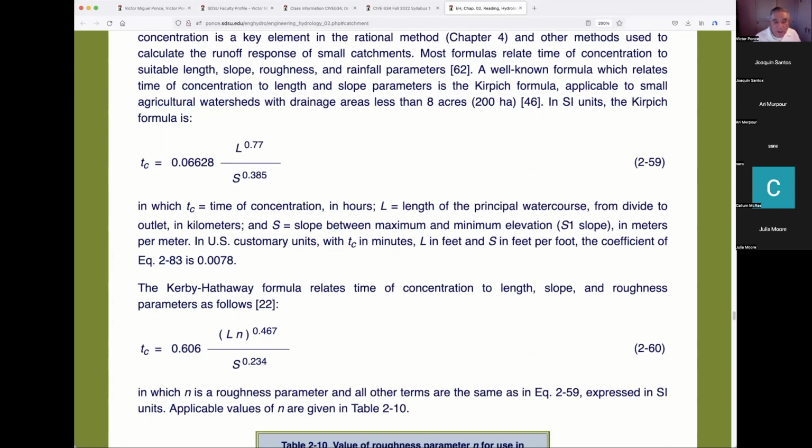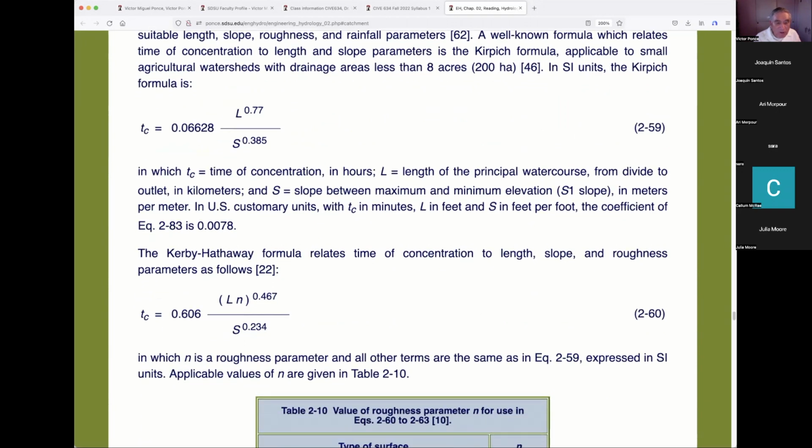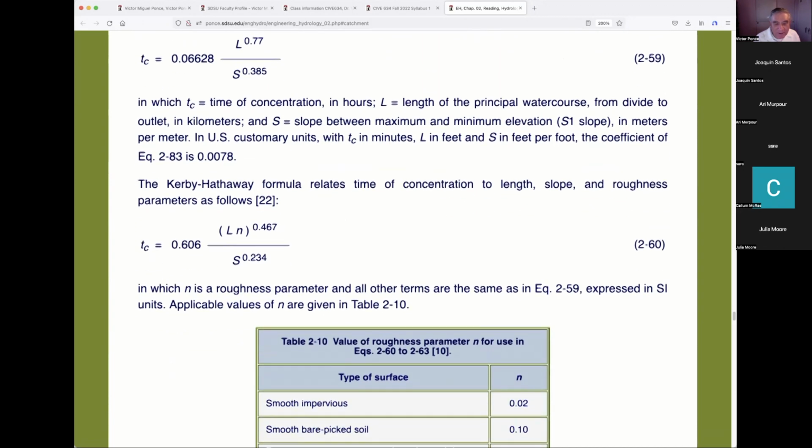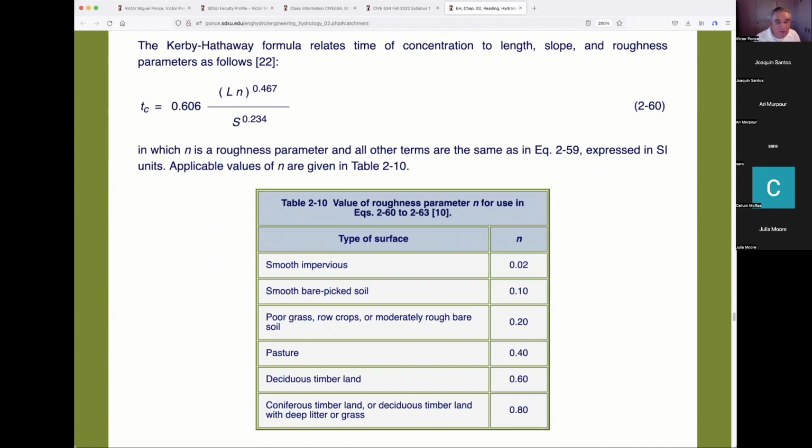Next to the Kirpich is the Kirby-Hathaway formula, which includes another term in there, the friction, but again, still misses something, and therefore it has to have a 0.6. Note that this first one is 0.06, while this one is 0.6. So the introduction of the n into this formula already made the coefficient multiply by 10. How fascinating. Okay, n is a roughness parameter.